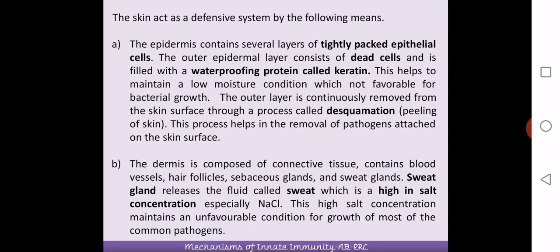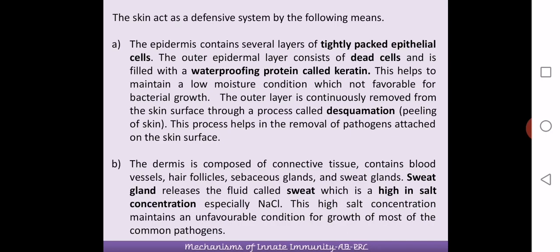And the second point is about the dermis. The dermis, as already stated, is the inner and thicker layer of the skin. It is usually made up of connective tissues, and contains the blood vessels, hair follicles, sebaceous glands and sweat glands. Each of them is important from an immunological point of view. The sweat gland releases a fluid, which we know as sweat, which has a high salt concentration, especially NaCl.